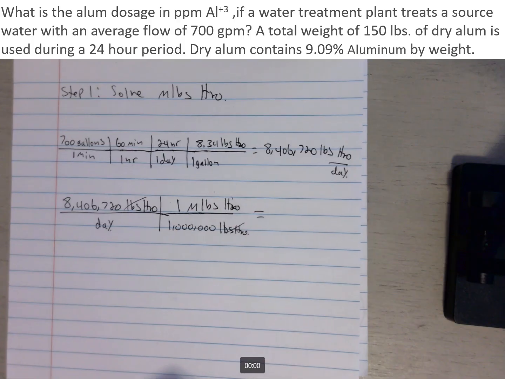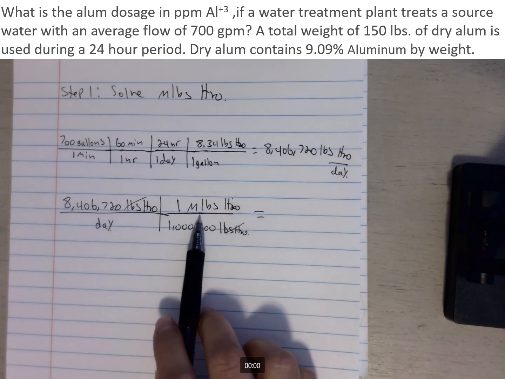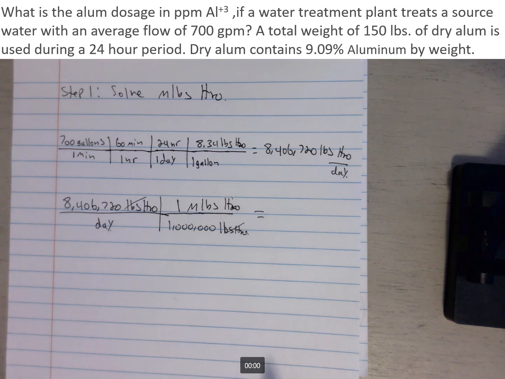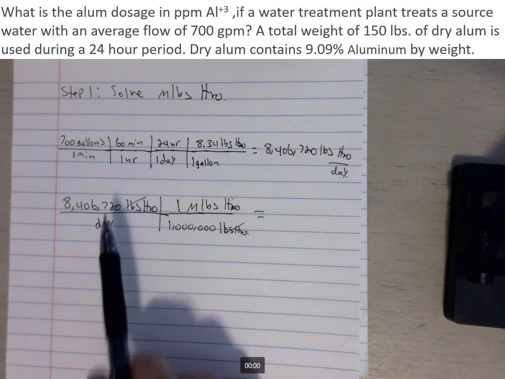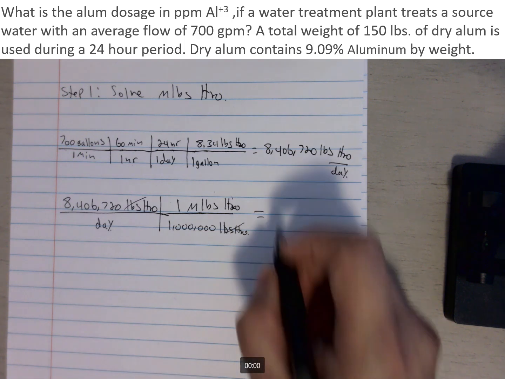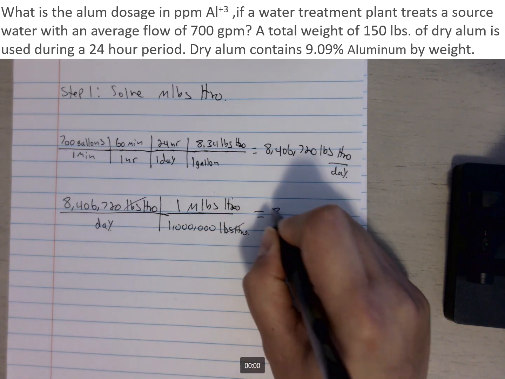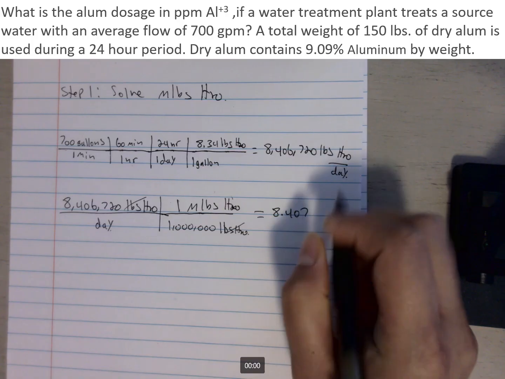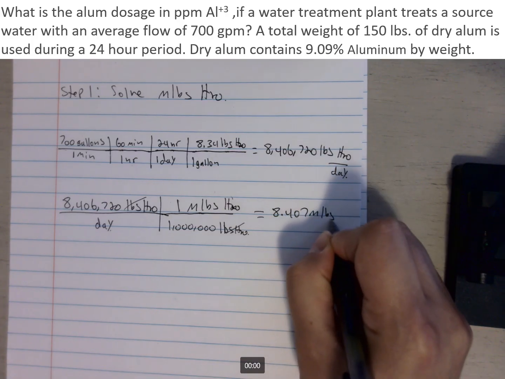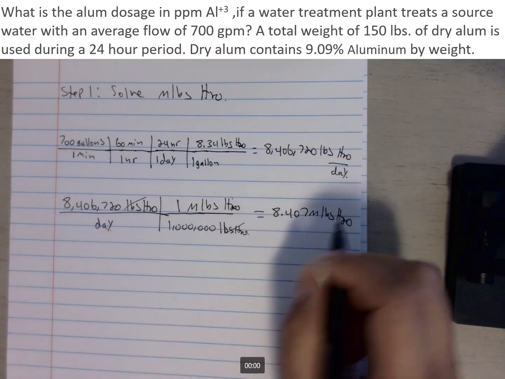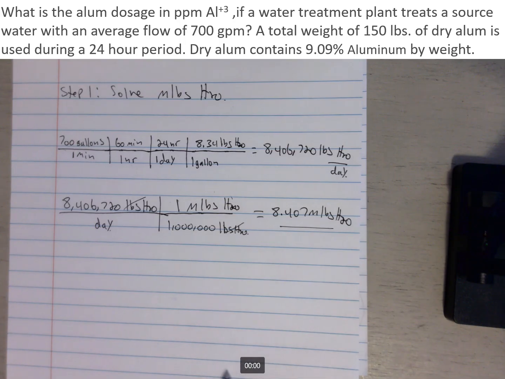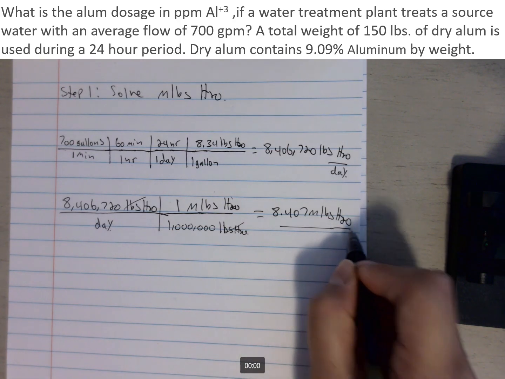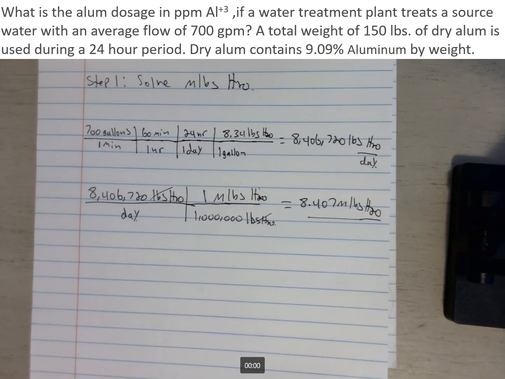So, and again, with dosage calculations, the water, the million pounds of water, you want to carry that out to the third decimal point. So if we write this down, 8.407 million pounds of water, right? Round it out to that third decimal point. So now we have found our million pounds of water.